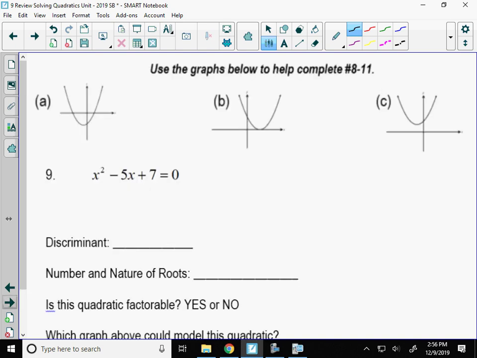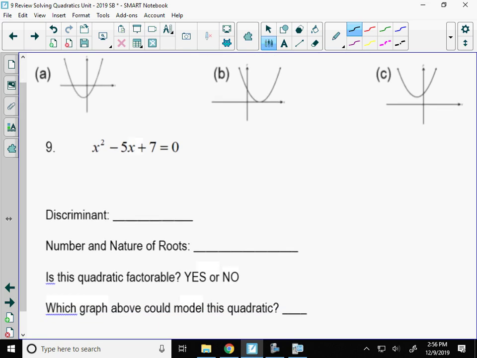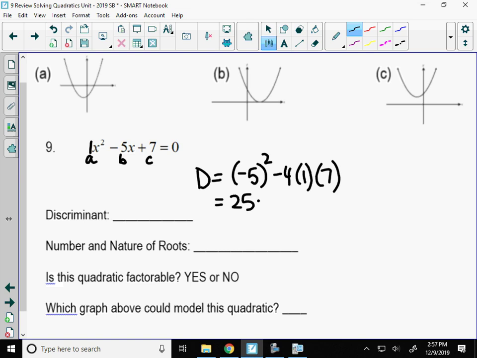Number 9, same kind of thing. So I'm going to calculate the discriminant first. Here I already have my equation set up in standard form. So my discriminant is going to be b squared minus 4ac. That's actually going to be, let's see, 25 minus 4 times 1 times 7, which is 28, which is negative 3. That's a negative discriminant, so you're going to have 2 imaginary roots.